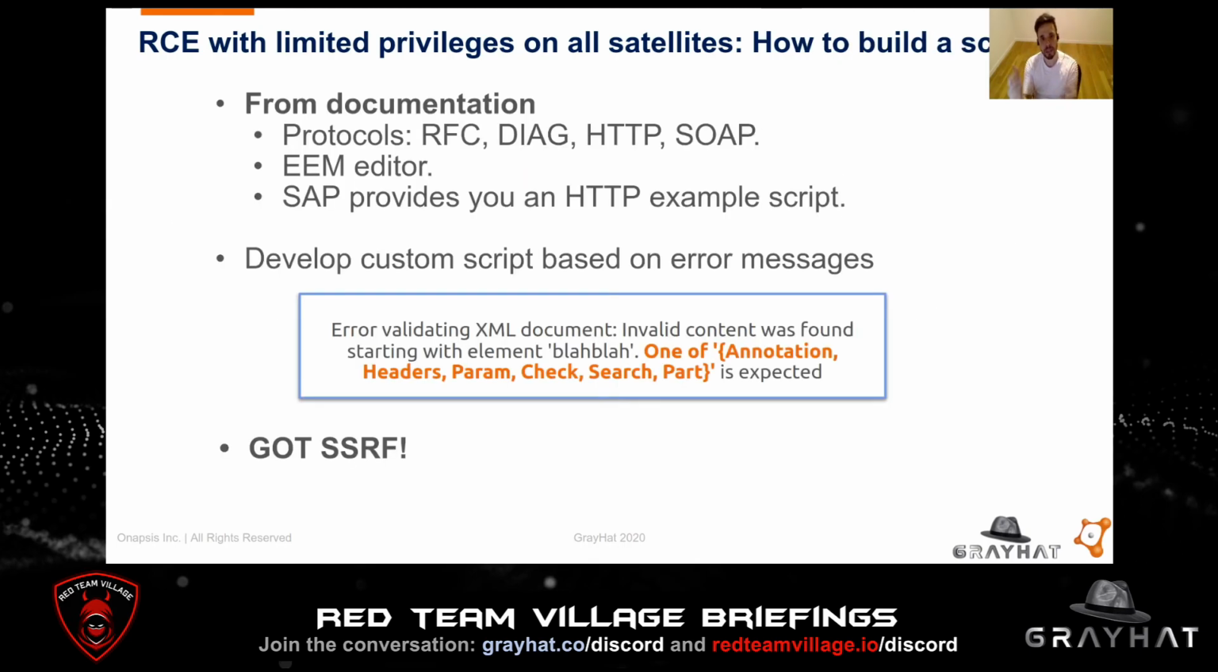We started reading documentation and learned that there was an EM editor that allowed you to create these different scripts, but unfortunately at that time we couldn't use it. But then we realized that HTTP provides, by default, an example of an HTTP script. By grabbing that example, modifying it, and playing a little with the error messages, which were really verbose, we ended up being able to create a script that was basically performing an SSRF attack. So we were able to create whatever HTTP script we wanted, and therefore exploit an SSRF, server-side request forgery.